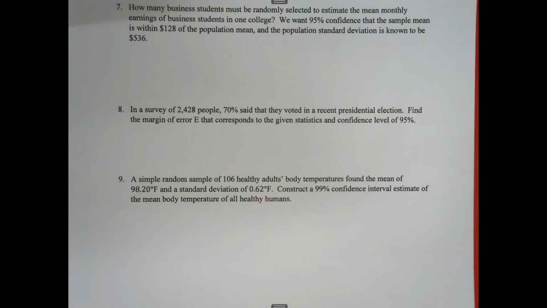Problem 7: how many business students must be randomly selected to estimate the mean monthly earnings of a business student in one college? We want 95% confidence that the sample mean is within $128 of the population mean, and the population standard deviation is known to be $536.